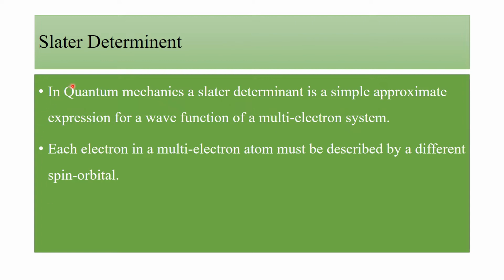Next is the Slater determinant. In quantum mechanics, a Slater determinant is a simple approximate expression for a wave function of a multi-electron system. In this, each electron in a multi-electron atom must be described by a different spin orbital. It satisfies antisymmetry requirements and consequently the Pauli principle by changing sign upon exchange of two electrons.